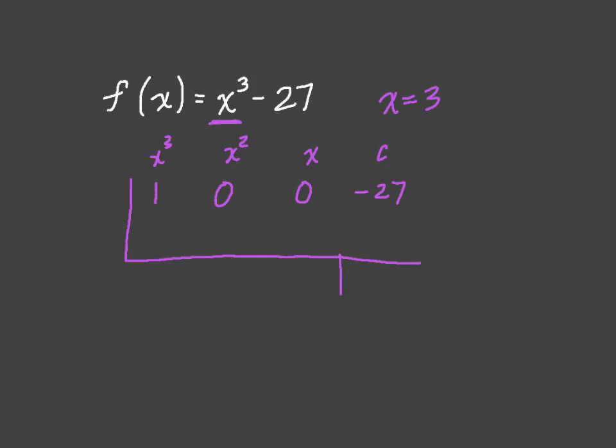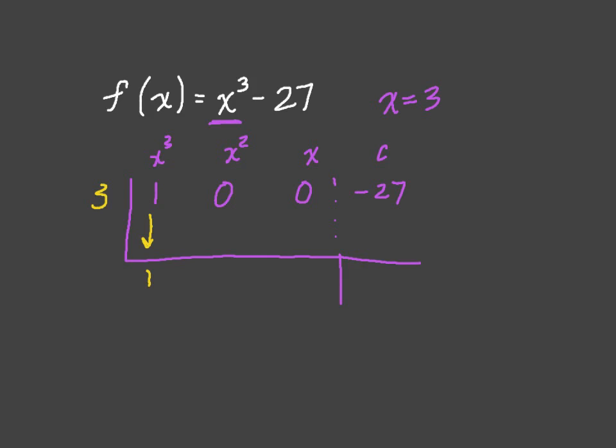We put our little line in line with this last number. And on the outside, remember, we put the number that we're putting in. So in this case, that's 3. All right, so again, go ahead and pause the video, see if you can do this on your own, and then play it when you're done.